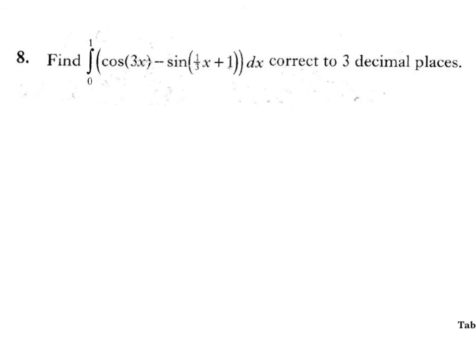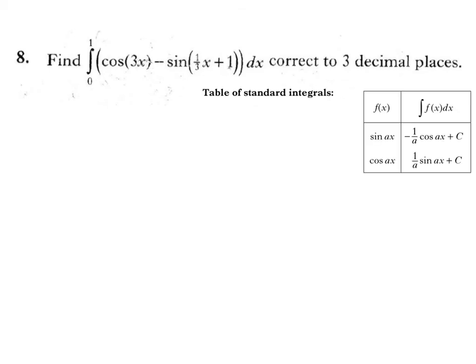Section 11, question 5. Find the integral between 1 and 0 of cos 3x minus sine 1/3 x plus 1, correct to 3 decimal places. This is fairly straightforward. I'm going to use my formula sheet here to take me forward with the integration. There's going to be no constant of integration since there's limits and it's a definite integral. So as we can see, cos ax becomes 1 over a sin ax when you integrate it. So cos 3x will become 1/3 sin 3x.